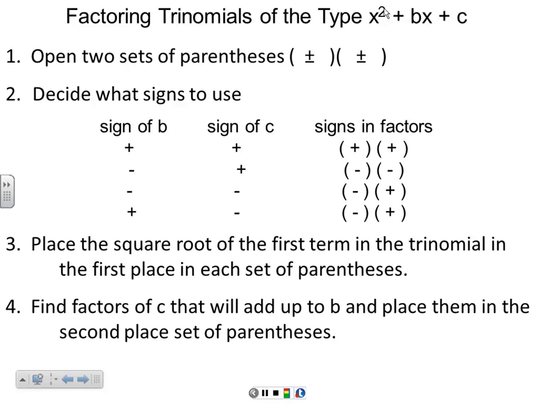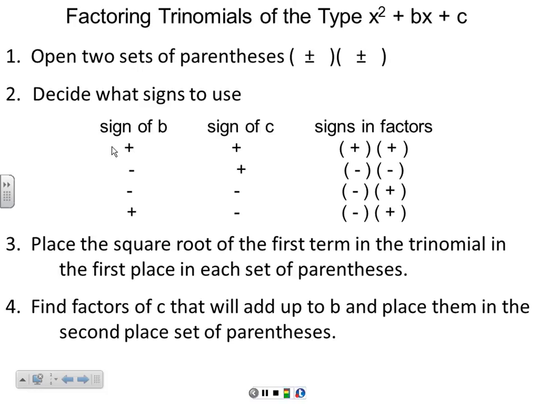In other words, your x squared term doesn't have a number in front of it, which is understood to be 1. So when you see this trinomial, the first thing you're going to do, of course, is factor out anything that's in common. But if there's not anything in common, or if you've already factored out what's in common, then what you're going to do is open up two sets of parentheses and decide on your signs. And this chart will help you decide on your signs.